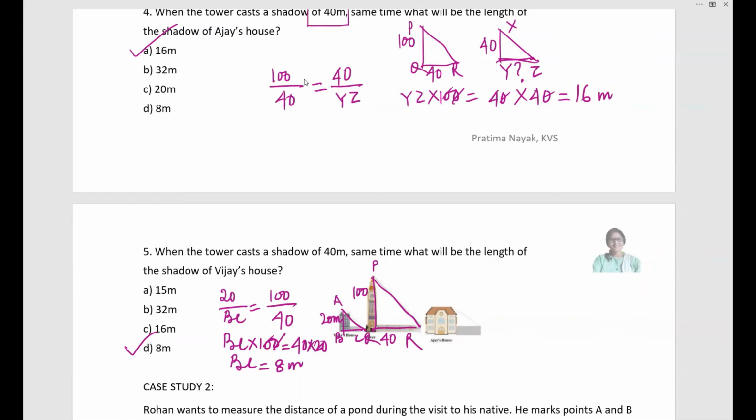That means height of the tower is 100, shadow is 40. So 100 by 40 is equal to height of Vijay's house, which was 20 already, from part 1 we had been given. So we'll put 20 and keep the shadow blank, BC, or you can write XY, whatever it may be, then cross multiply, find.